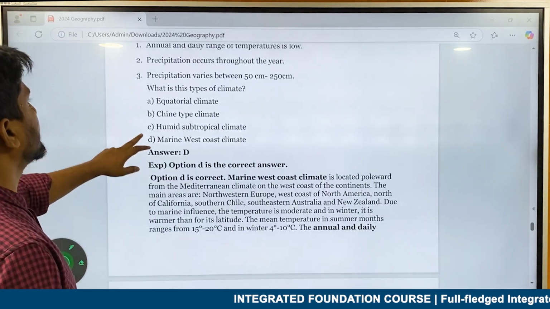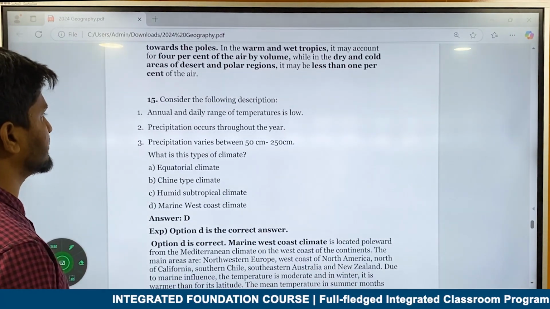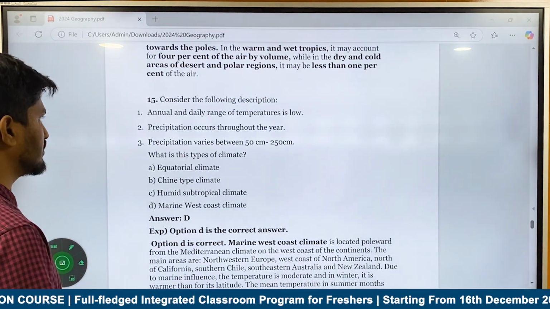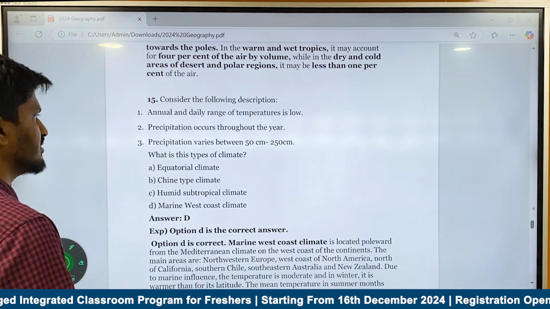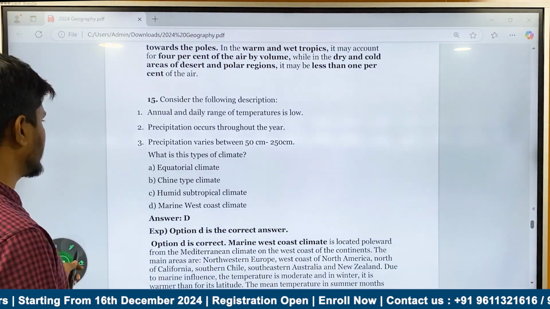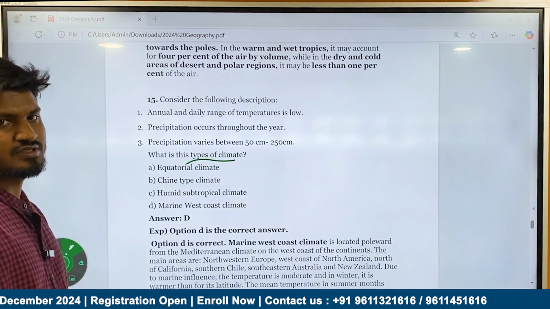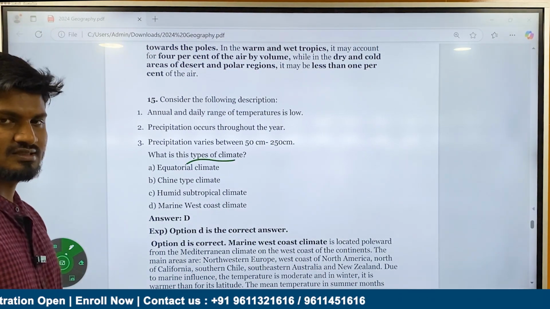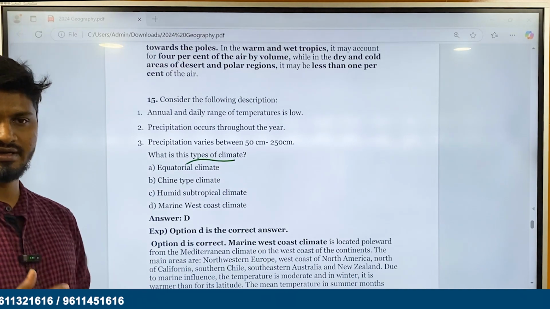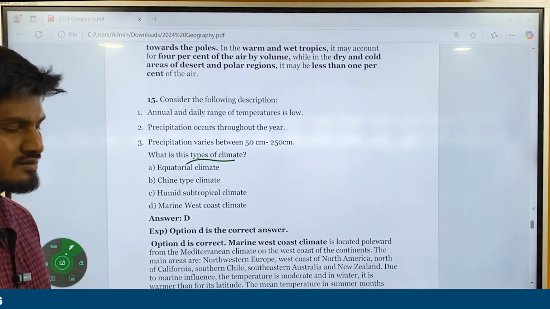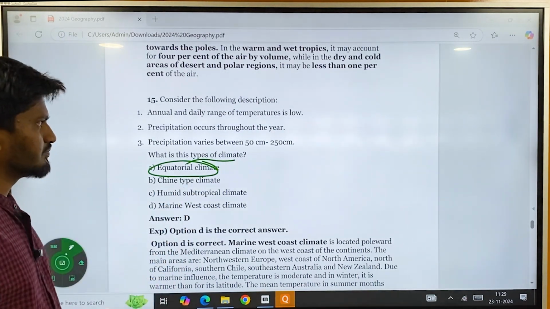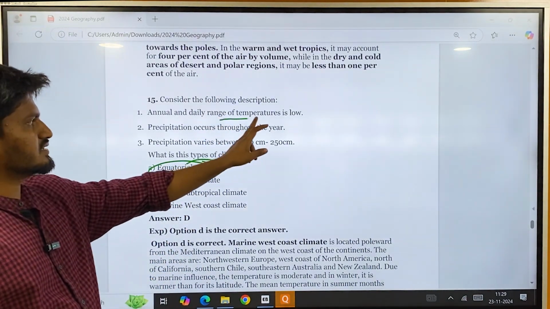And then consider the following precipitation. Annual and description. Annual and daily ranges of temperature is low. Precipitation occurs throughout the year. Precipitation varies between 50 centimeters to 250 centimeters. So you have to guess which type of climate this one is. Types of climate such as monsoon type of climate, equatorial type of climate, tropical moist climate, tropical dry climate, etc. are there, right? So they have given certain descriptions. First is equatorial climate. So annual and daily temperature range is low.